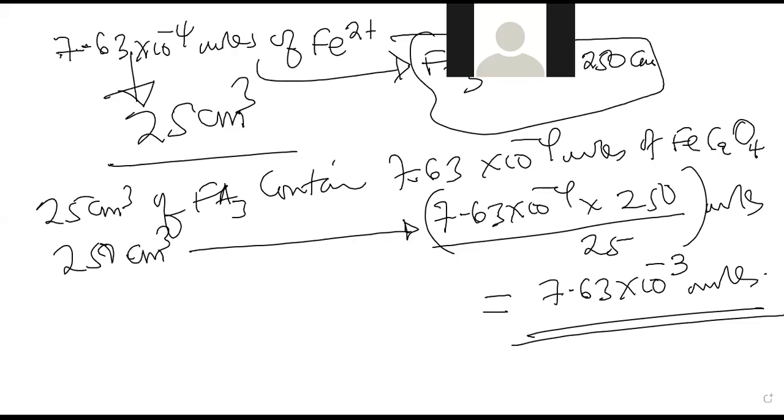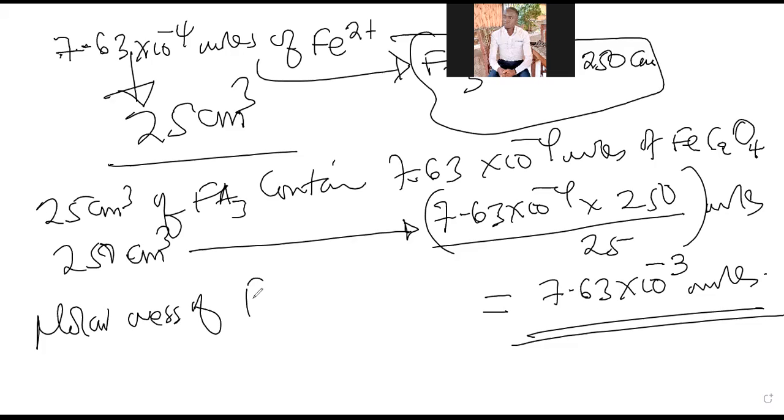These are moles of iron 2 oxalate in 250 cubic centimeters, but they need the mass. Now, to get the mass, you have to look for the molar mass first, and that molar mass will give you the answer very well. So get the molar mass of iron 2 oxalate.